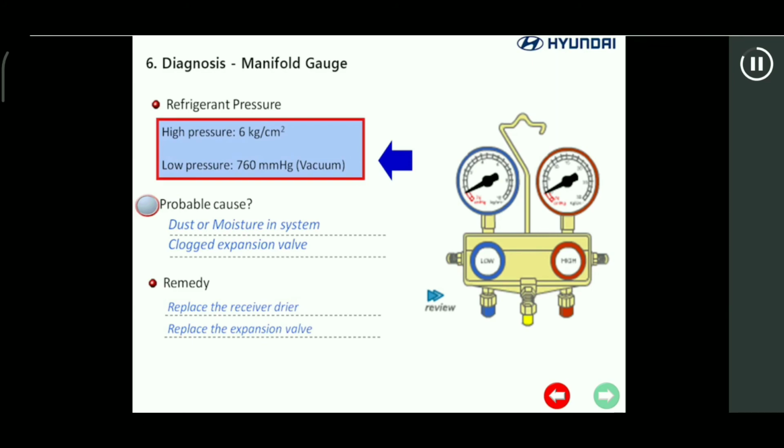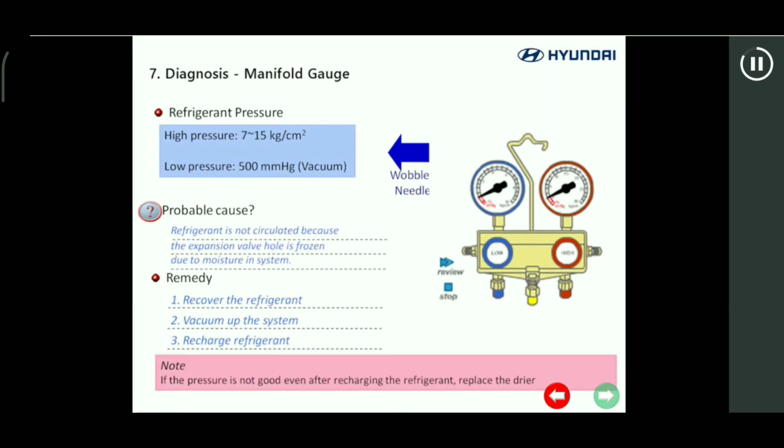Number 7. If high pressure is 7 to 15 kilograms per centimeter square, low pressure is 500 millimeters of mercury, the problem can be the refrigerant is not circulated because of frozen expansion valve, and also moisture in the system. The remedy is recover the refrigerant from the system, then create vacuum in the system and check for any leakage. Then recharge the refrigerant in the system. Note: if necessary, replace the dryer.